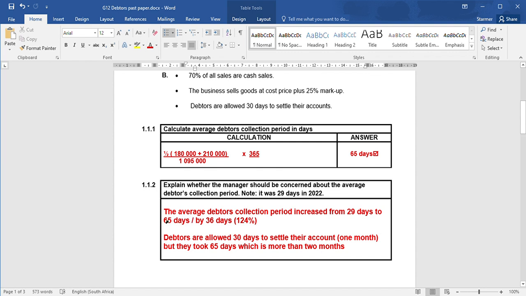You can either say that the average debtors collection period has increased from 29 days to 65 days, in other words, by 36 days. If you want to be fancy, you can say by 124%, or you could say they're allowed 30 days, but they're taking 65 days, which is more than 2 months to pay you back.